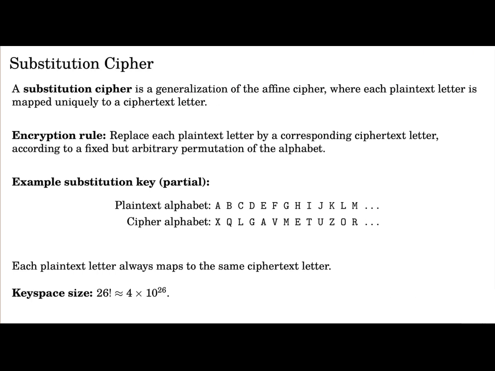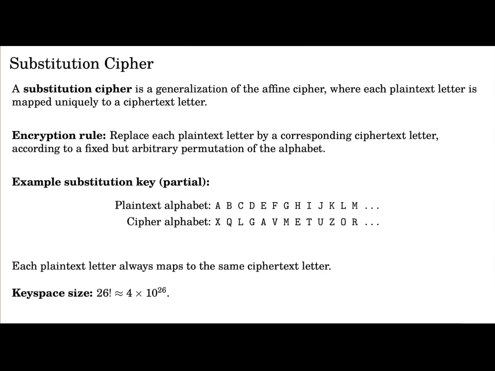So let's look at the substitution cipher. This is a bit of a more general idea. Instead of using some formula like P plus K, or adding a key or doing an affine combination, we choose any one-to-one replacement rule for the alphabet. Each plaintext letter is replaced by a ciphertext letter according to some fixed permutation. So you choose some permutation, and to every letter you assign a different letter. And now the key is how you assign.